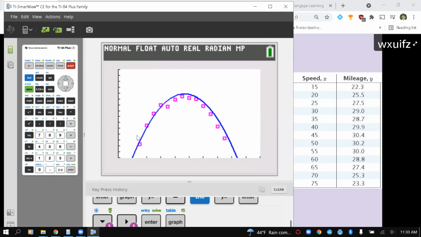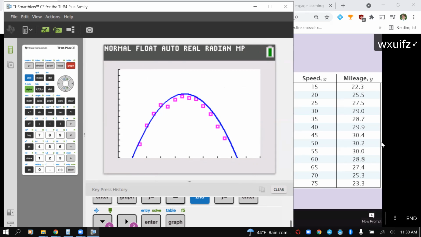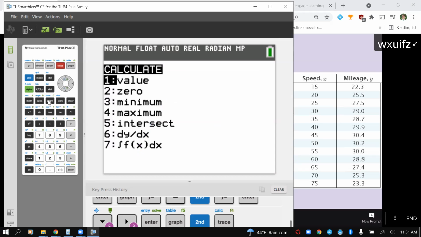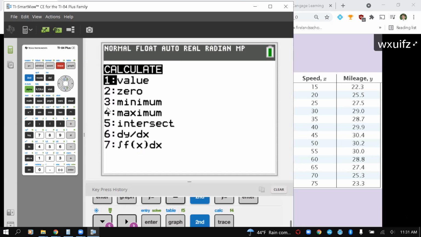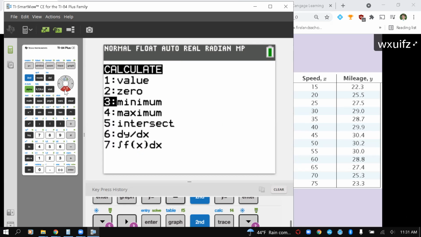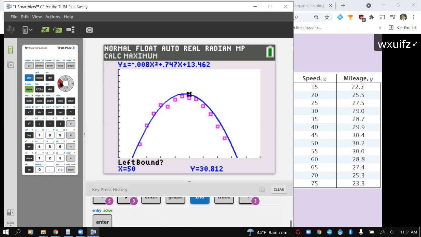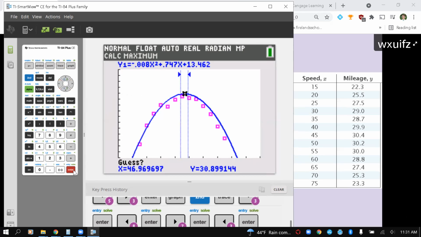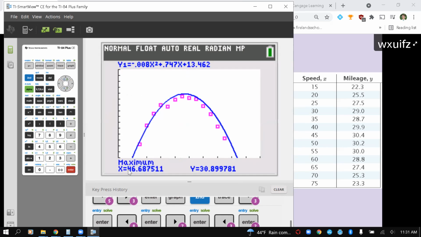All right, are we okay with this? Oh, shoot. We aren't okay with this. We were supposed to do one more thing. We were supposed to find when our miles per gallon was best. So if we hit second trace, to find our maximum is option 4. And again, we just follow the prompts. We're going to go left of the maximum, right of the maximum, and then where we think the maximum is. And there it is. What is it? Your car will get the best miles per gallon at 46.7 miles per hour.